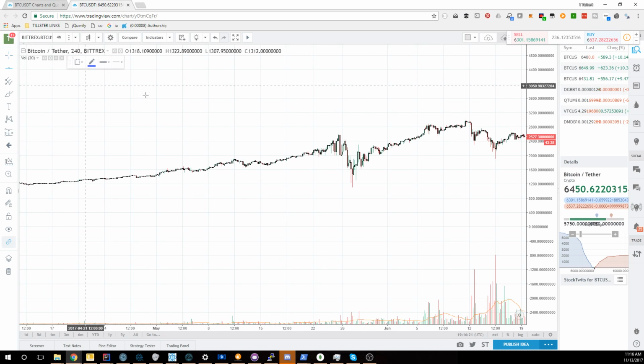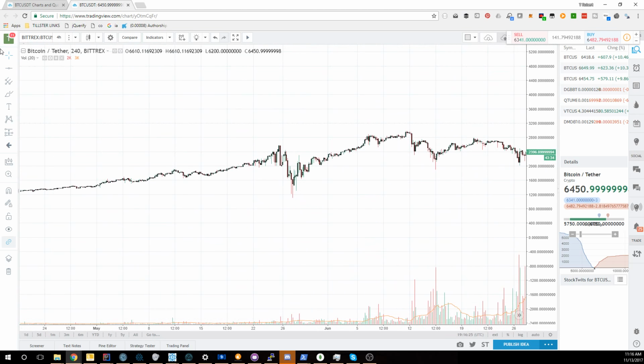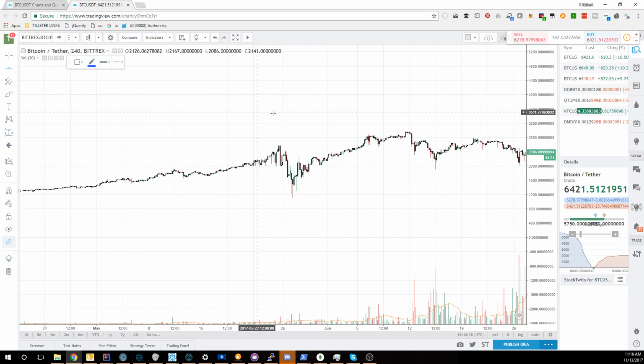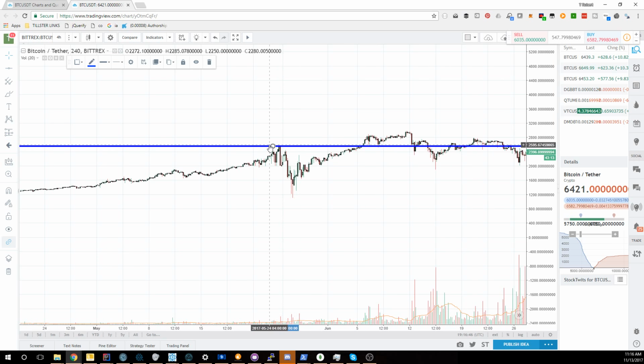So right here, what I'm going to do is come over here, and this is just my grabby tool. On the left-hand side of TradingView, I'm going to grab the line tool. I'm going to click on it twice, and select the horizontal line tool. By clicking the horizontal line tool and then clicking my mouse at the top of that resistance point, I'm going to draw a horizontal line at that resistance point.